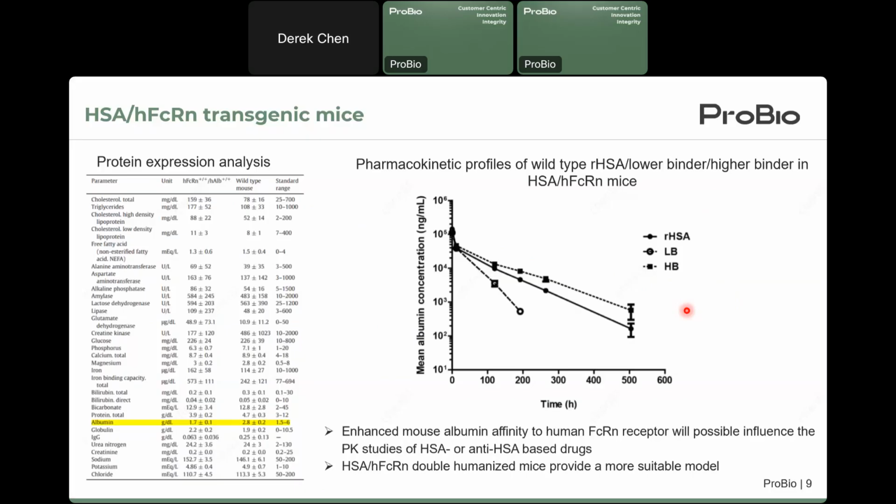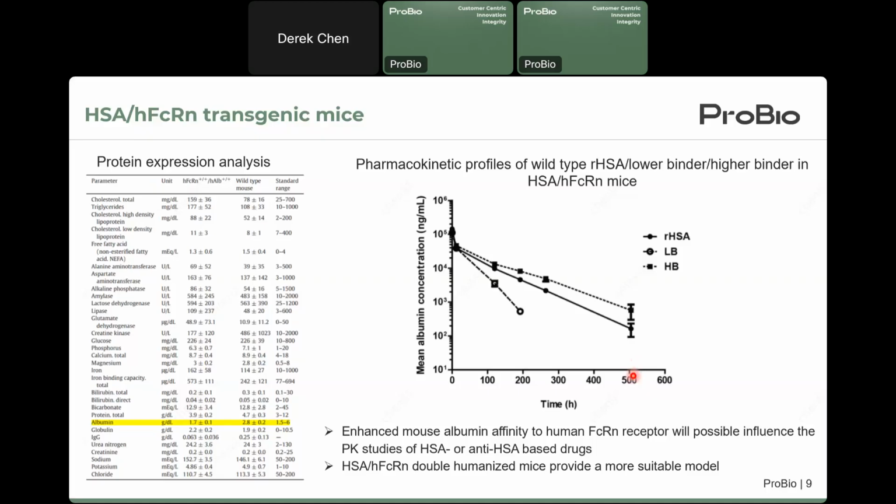The knock-in of human FcRn resolves one issue, the one I mentioned previously, but it also brings another problem onto the table. HSA is the natural ligand of FcRn, and it also showed FcRn affinity-dependent PK profile, which means the HSA variant with higher binding affinity towards FcRn tended to have a longer half-life, while low binders come with shorter half-life.